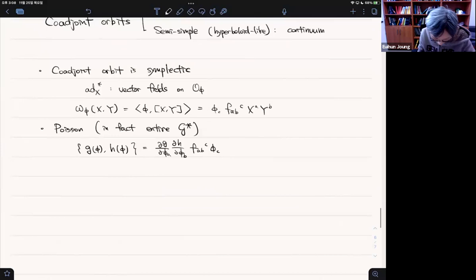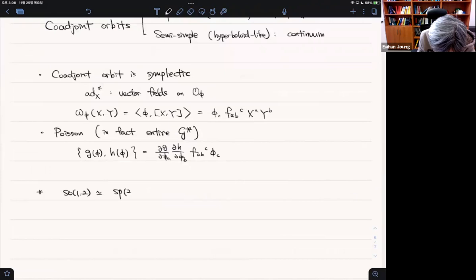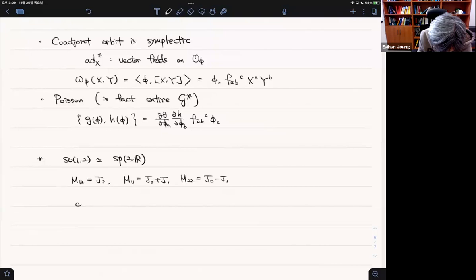Now let's go back to the previous case, SO(1,2). We know that this example is Sp(2,R). In particular, M_12 in the usual Sp(2,R) conventions is a symmetric two-component matrix. So there is M_11, M_12 and M_22, the Sp(2,R) basis, which is J_3, and J_0 plus J_1, and J_0 minus J_1. There might be some error with all these factors, sorry, if there is any, but I think the essence is solid.